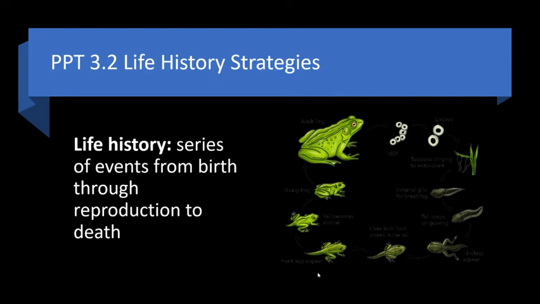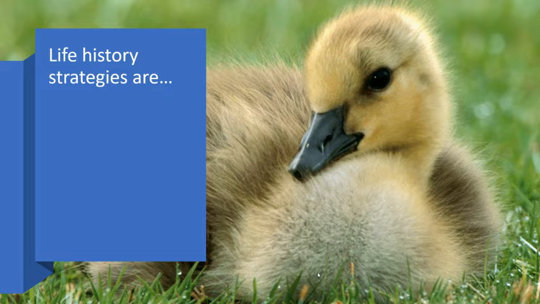This is Unit 3.2, Life History Strategies, which also covers K-selected and R-selected species. So we're going to cover those two topics in the context of what we'll call life history. Each organism goes through a series of events from birth through reproduction to death, and how each species lives its life determines how it functions within an ecosystem.